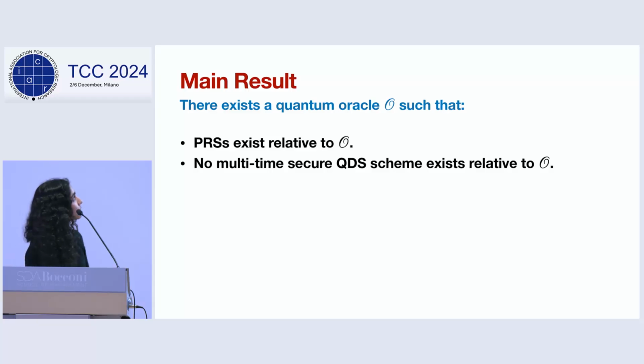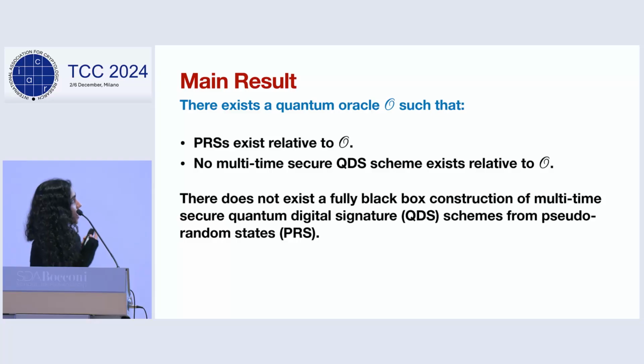In the negative. In particular, we proved that there exists a quantum oracle O relative to which PRS schemes exist, and no multi-time secure QDS scheme exists relative to O. So as a corollary, our result says that there does not exist a fully black box construction of multi-time secure QDS schemes from pseudorandom states. So that's the result.